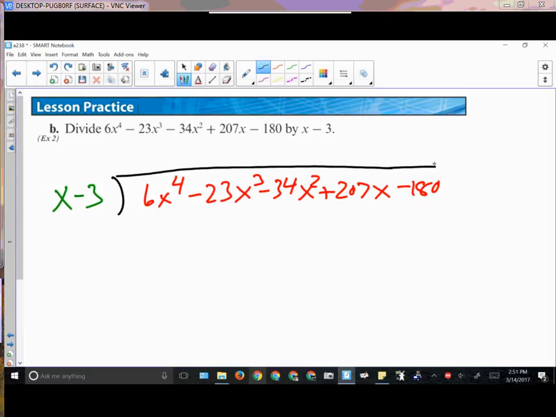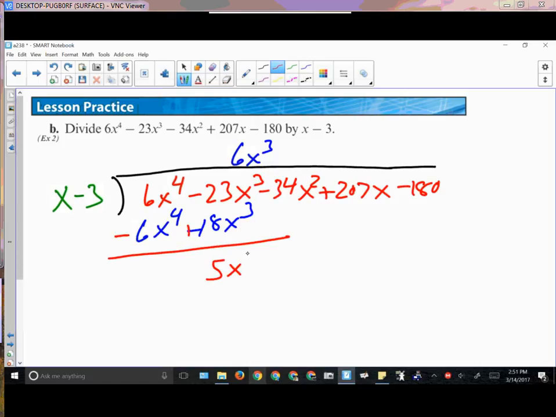Okay. So I got everything written down. First thing it's going to be is going to be 6x cubed. I get 6x to the fourth, 18x cubed. Change signs. So that gives me 5x cubed minus 34x squared. Now I'm going to need plus 5x squared. So that gives me 5x squared minus 15x squared.